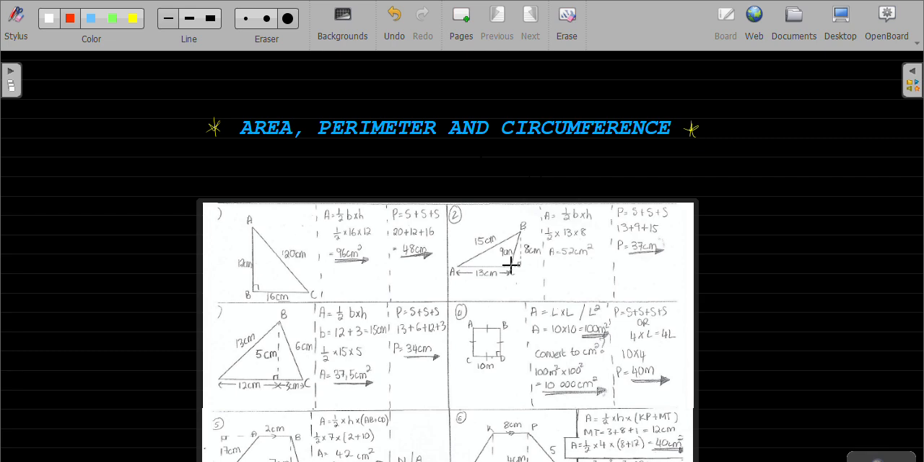Today, what we are going to be doing is area, perimeter, and circumference. What this video entails is that we are going to be applying our knowledge of area, perimeter, and circumference, like how to calculate those things, but with many different examples so that you will be able to see how to apply your knowledge in different questions. So why don't we jump in and have a look?